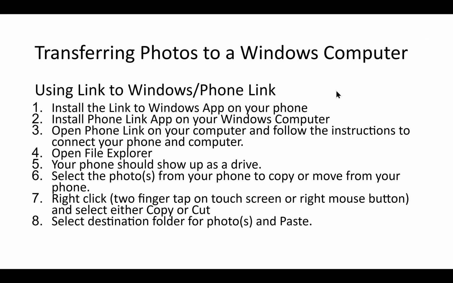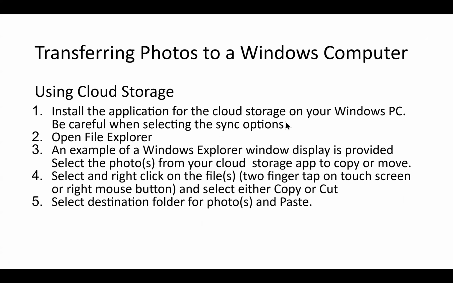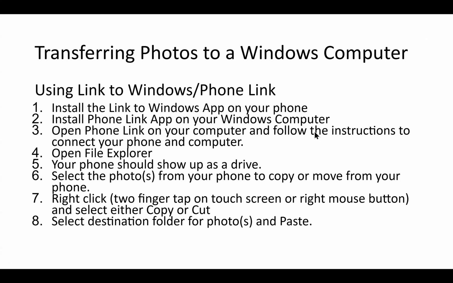If you're setting up Link to Windows, you install the Link to Windows app on your phone. If you have a newer phone from the last 3 years, it'll already be on your phone. Install the Phone Link app on your computer and open it. Follow the instructions to connect to your phone. Usually a QR code will come up and they'll say scan the QR code with your phone, and then it automatically takes over and makes the connection.